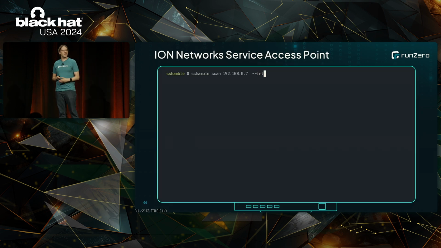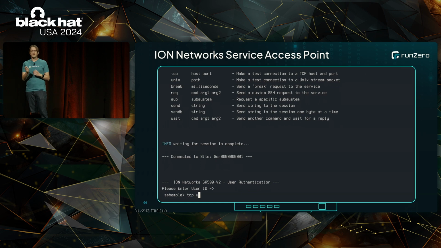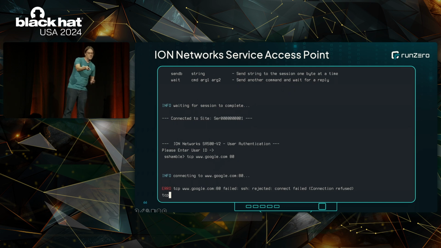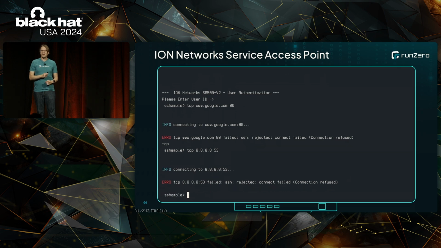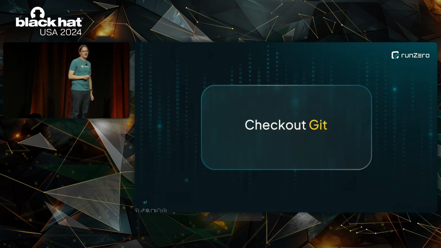We have a recorded demo here of an ION network service access point. You can see that oftentimes it might not allow unrestricted forwarding once you get in, but it does allow forwarding to a few places. You can see it fails a few times, but it does let you loop back and connect to services running locally on that thing. So it's a way to bypass some restrictions, which I always found fun.